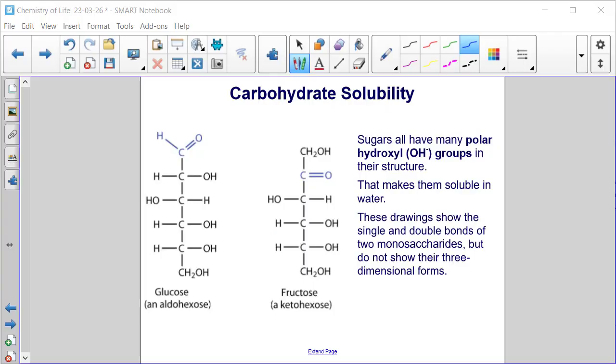Carbohydrate solubility. Sugars all have many polar hydroxyl or OH groups in their structure. That makes them soluble in water. These drawings show the single and double bonds of 2 monosaccharides, but do not show their 3-dimensional forms. So you can see glucose here, which has several 1, 2, 3, 4, 5 OH groups, and fructose here, which has 1, 2, 3, 4, 5 OH groups.